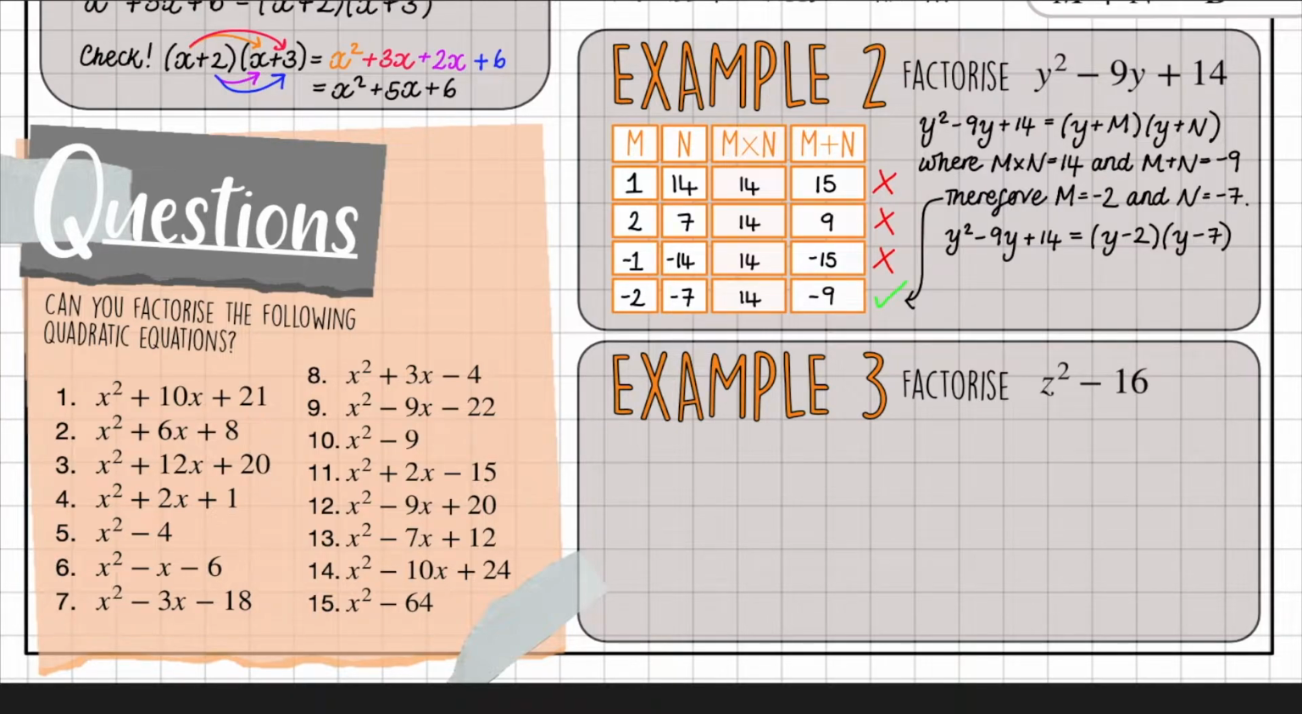Like I said before, it's always good to check your answer. So here we have it. I've expanded the brackets and I get this equation here, which is the same quadratic as I had at the start. Therefore, I know I've factorised correctly.